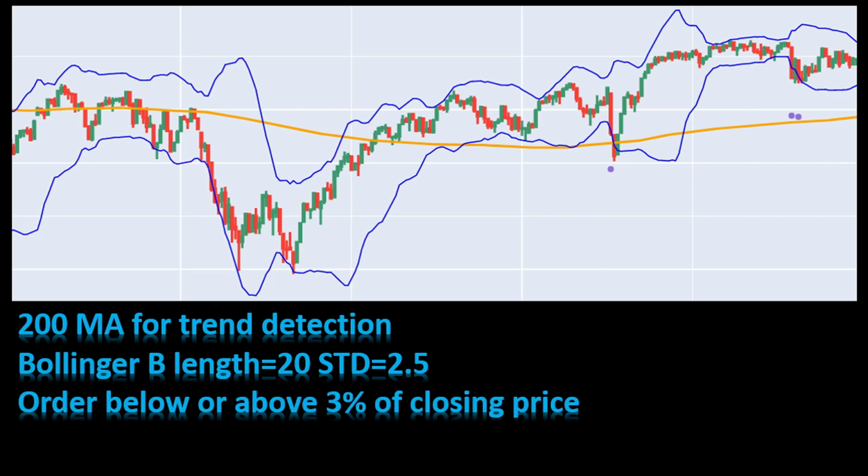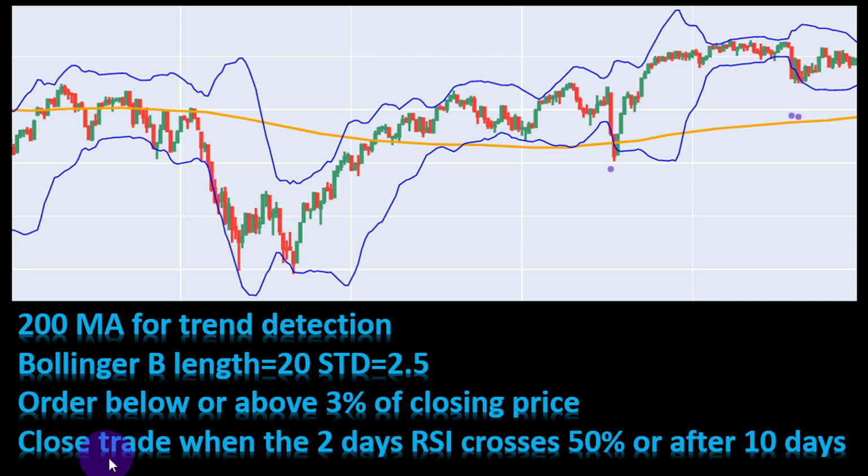In the opposite direction, since we are looking for a selling position when the candles are trading below the moving average curve, we're looking for a candle closing above the high curve of the Bollinger Bands, in which case we are going to place an order at 3% distance above the closing price of the signal candle.